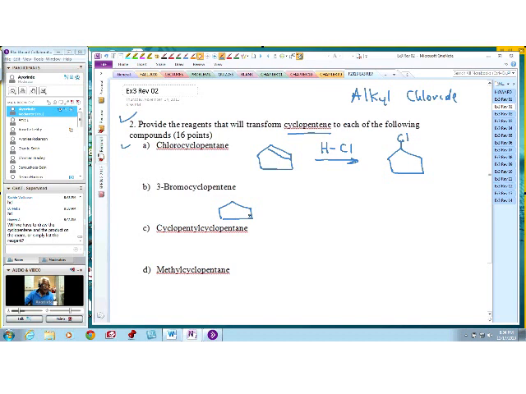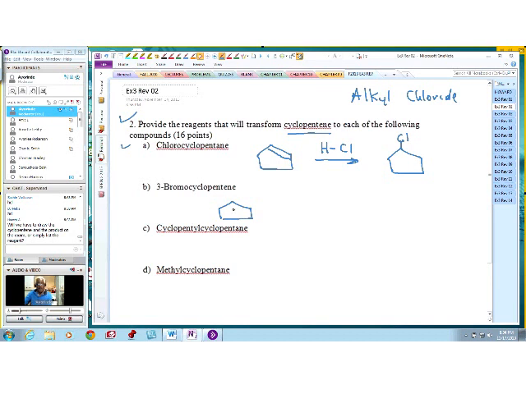Somebody has a question for me. Will we have to draw the cyclopentene and the product on the exam, or simply list the reagent? In this case, I want you to give me the structures, not just the reagent. I do want you to give me the structure, so you need to give me the complete reaction.